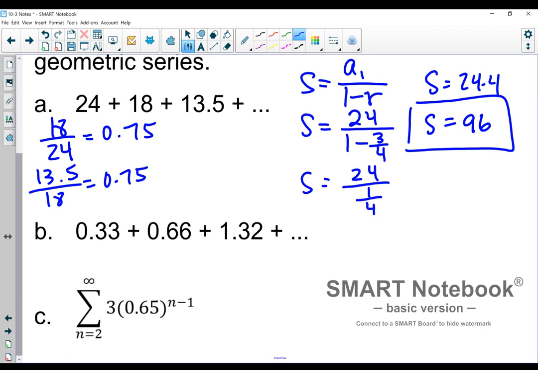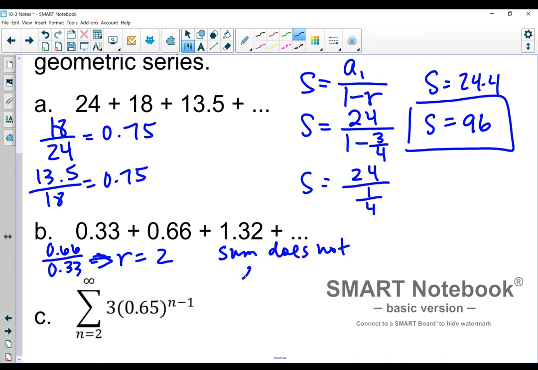For B, when I divide successive terms, 0.66 divided by 0.33, my R is equal to 2. And so that means I will have no sum. The sum does not exist because my function just keeps growing and growing and growing. There's really no way to add. They're not going to get closer and closer to a number so that I'm able to actually figure that out.